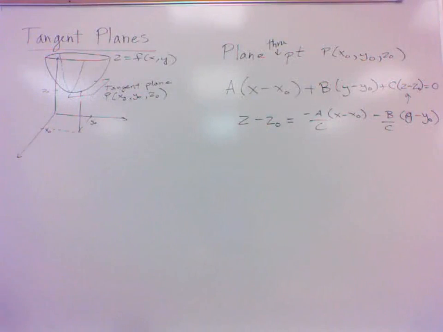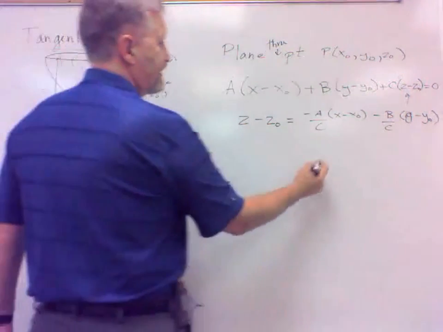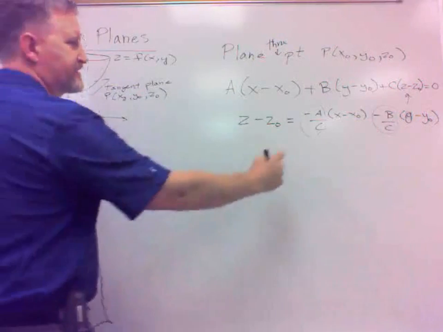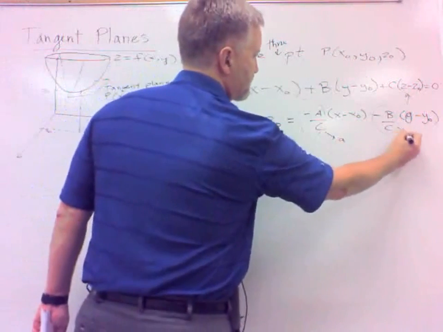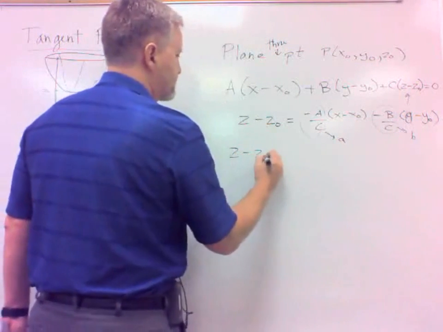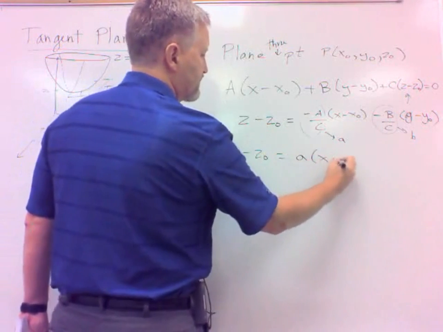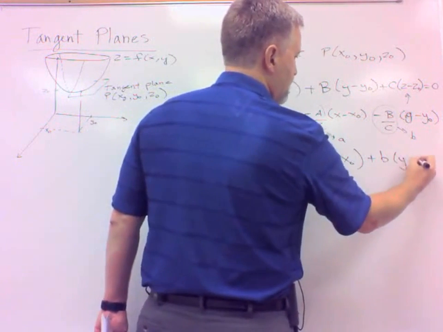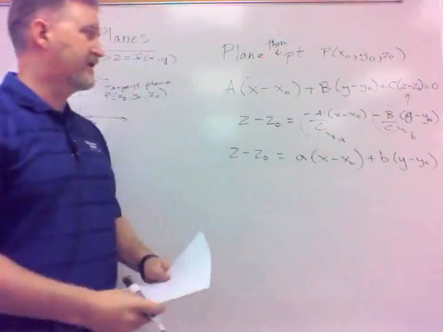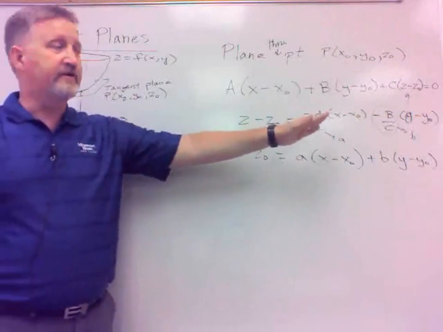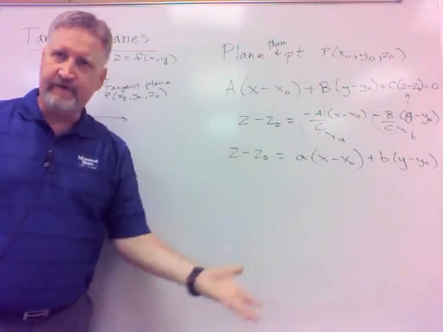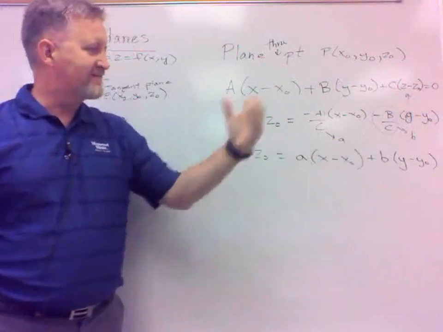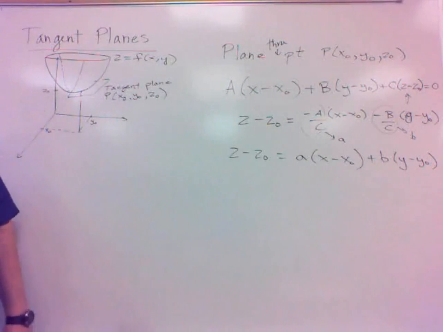Now we're going to kind of forego that. Let's just say that's little a and that's little b, and so we get z minus z0 equals a times x minus x0 plus b times y minus y0, because like I said, we're not going to be using the normal vector a, b, and c like we normally do here, and so we're just calling whatever that is little a and b.